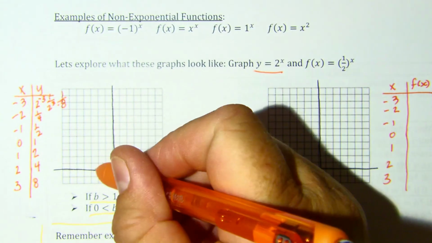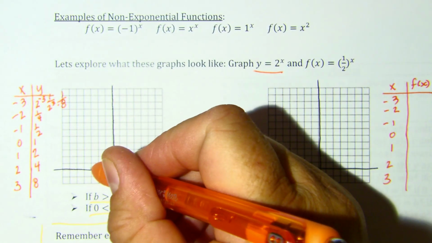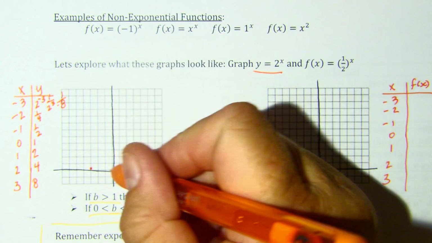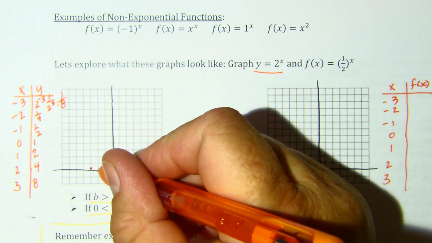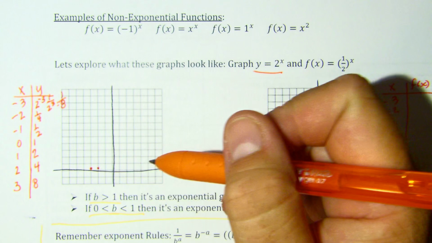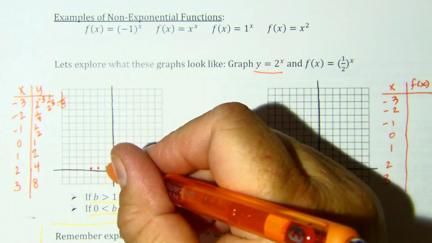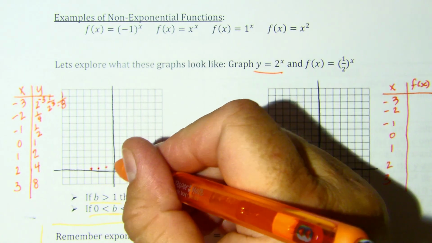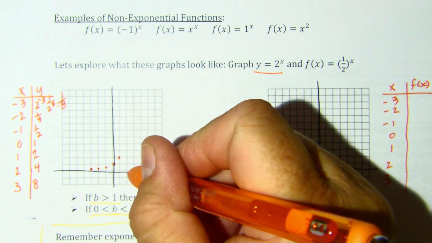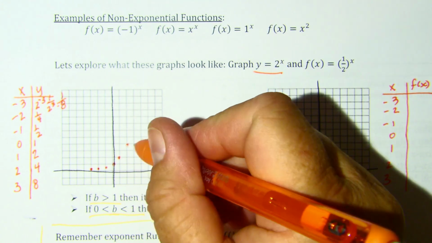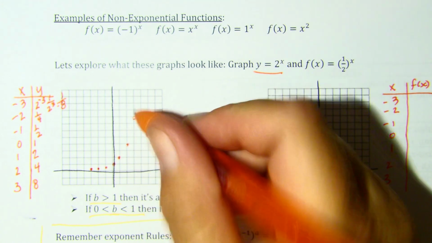At negative 3, we get 1/8. That's super close to the x-axis, but not quite touching it. At negative 2, we have 1/4, again close to the x-axis but not actually touching. At negative 1, we have 1/2. At 0, we have 1. At 1, we have 2. At 2, we have 4. And at 3, we have 8.